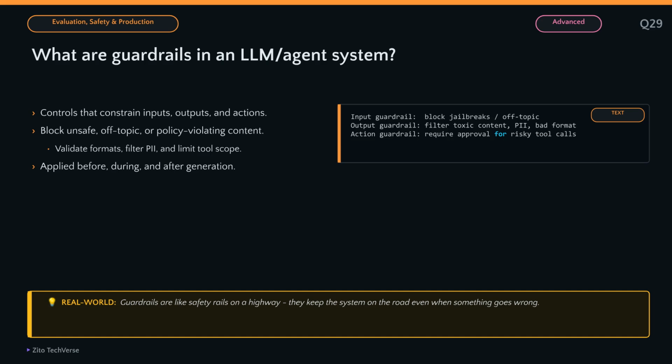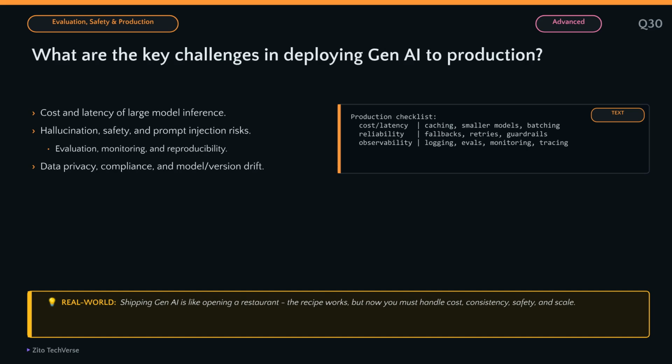Question 29. What are guardrails? They are safety controls that constrain inputs, outputs, and actions. Guardrails screen for unsafe content, validate formats, and require human approval for risky tool calls, ensuring the system remains predictable and safe.